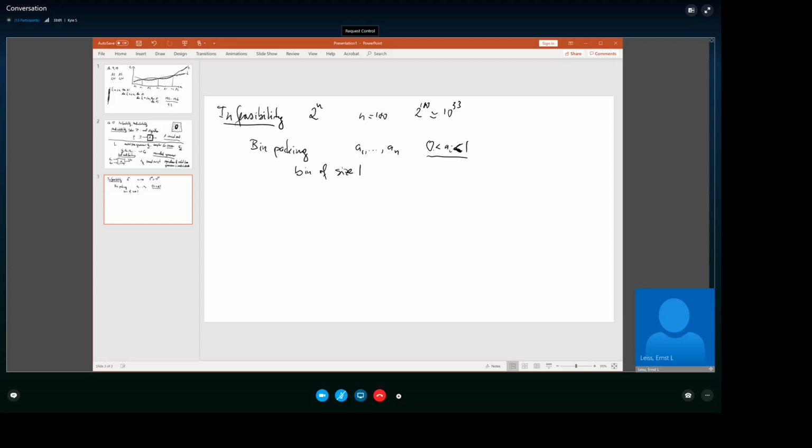And so bin packing simply asks, what is the minimum number of bins to accommodate A1 through AN, these n items? That's the question, and that's what bin packing solves. Bin packing is a nasty problem. It requires exponential time. It's an NP-complete problem.